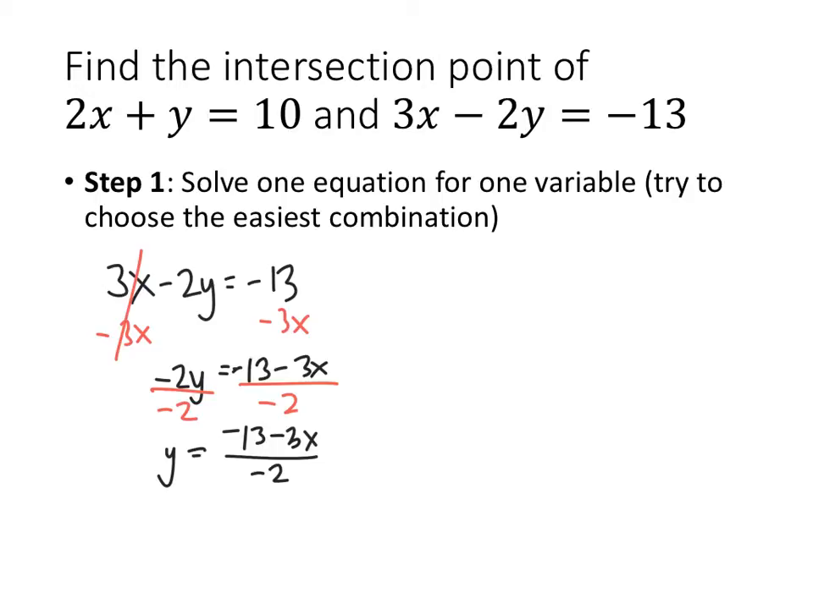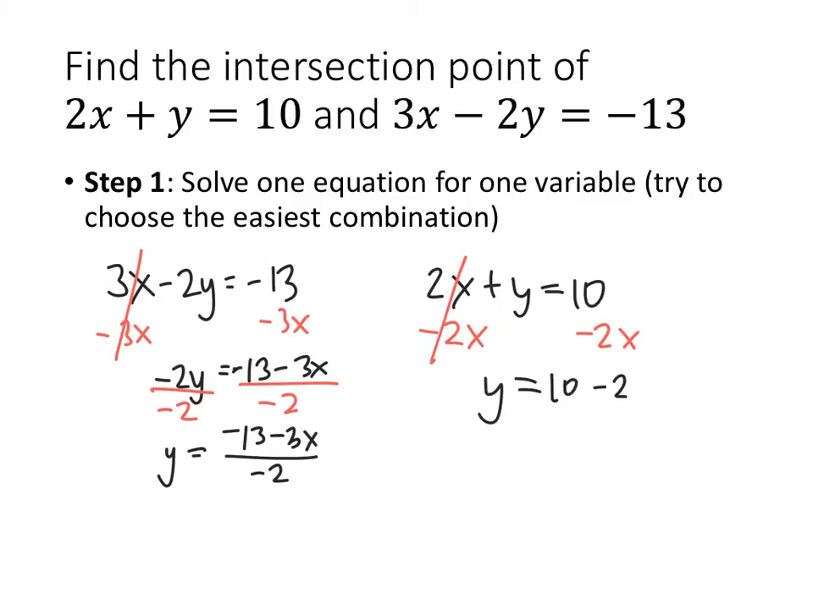Now sometimes we won't really have an option. Sometimes the only option will be to take multiple steps and to have something that looks sort of nasty. But I want you to notice that if we had instead chosen the first equation, 2x plus y equals 10, and we had chosen to solve for y, all we have to do is subtract 2x from both sides. And we get y equals 10 minus 2x. That was a lot easier, and my solution for y looks a lot simpler. So that's what I mean when I say choose the easiest combination.